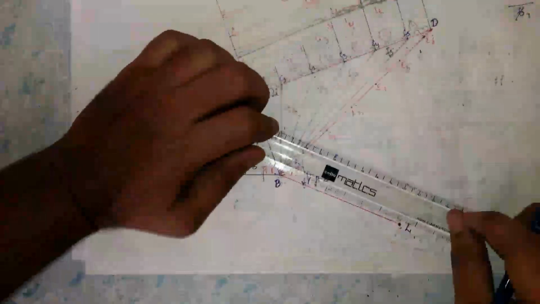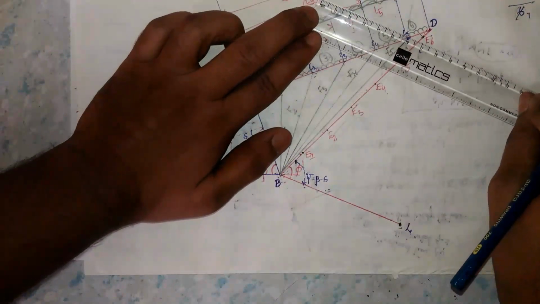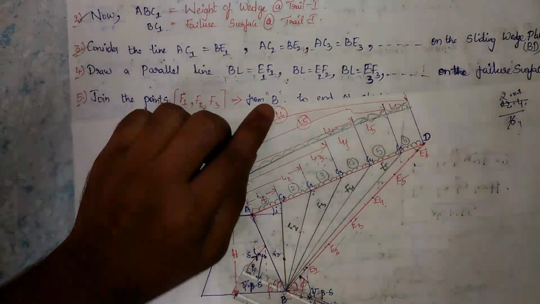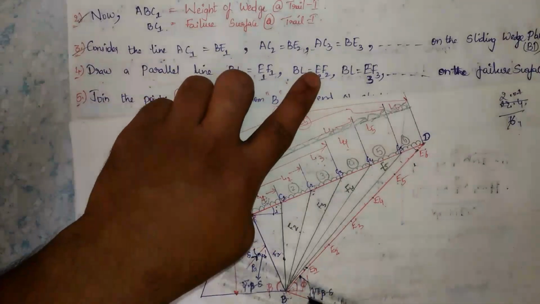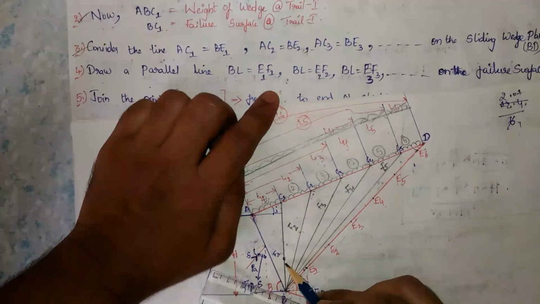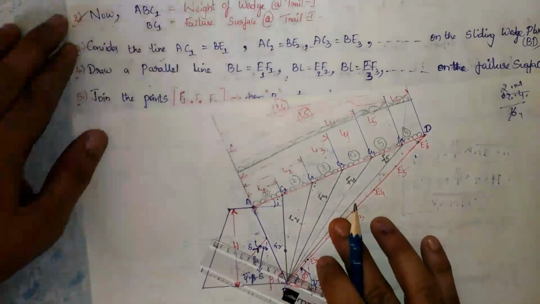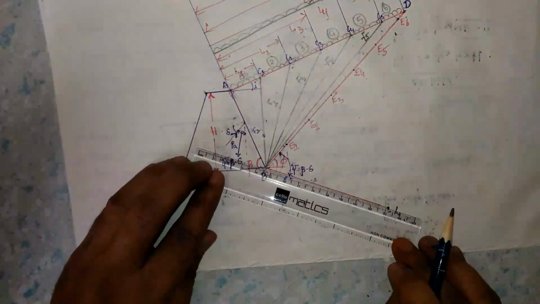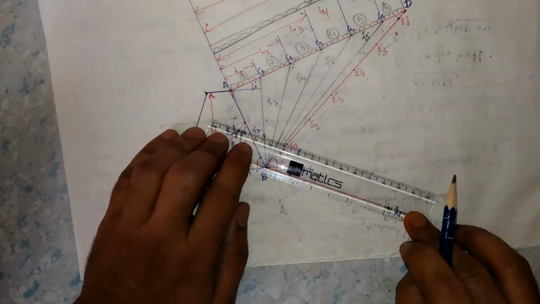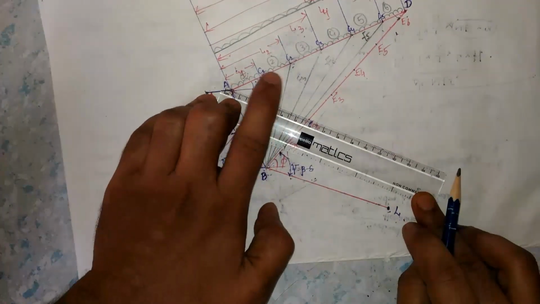So then what he has told in the fourth point: draw a parallel line which is BL, so BL equals EF. Next BL equals EF2 on the failure surface, where the point should intersect on this failure surface. See here again I am telling, failure surface at a first trial, EF2 failure surface at a second trial. Like that, the fourth point is completed.